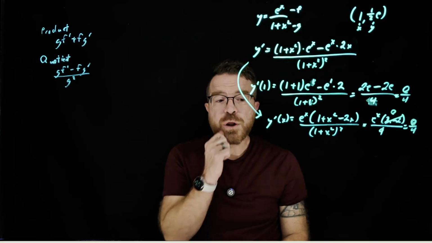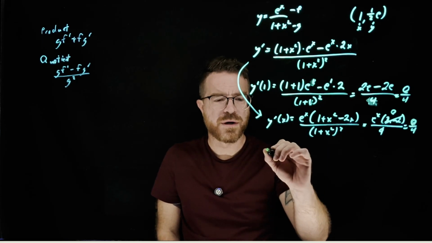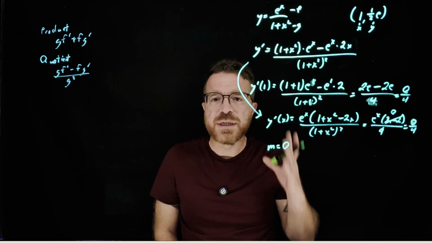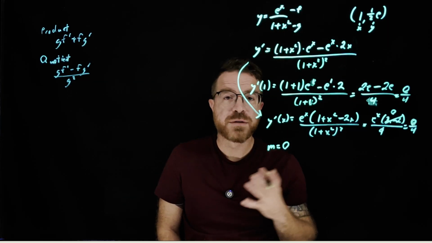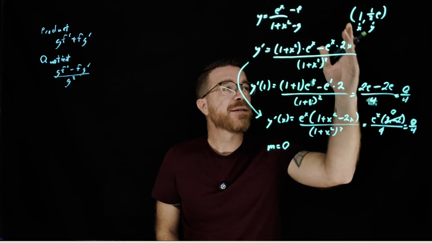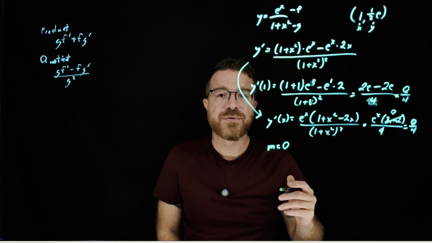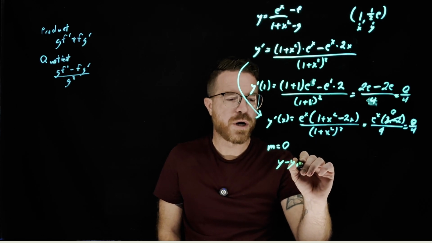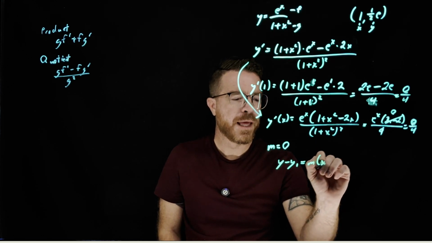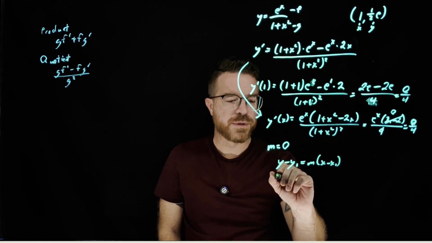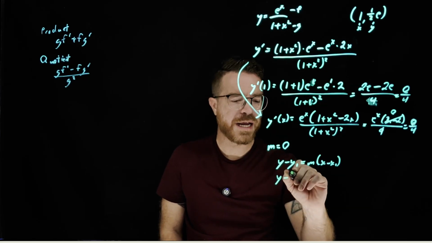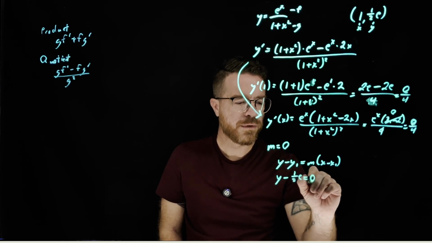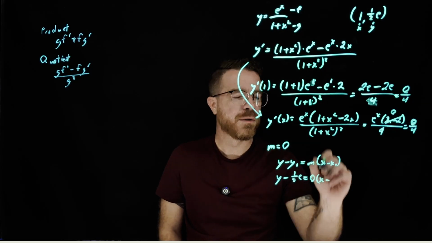So now we have what our slope is at x equals 1. Our slope, m, is equal to 0. So now what we need to do is figure out what is the formula for our tangent line. So we're going to plug in x as 1 and y as 1/2 e, and we're going to plug this into our point slope formula, y minus y1 equals m x minus x1. So this would be y minus 1/2 e equals 0 times x minus 1.